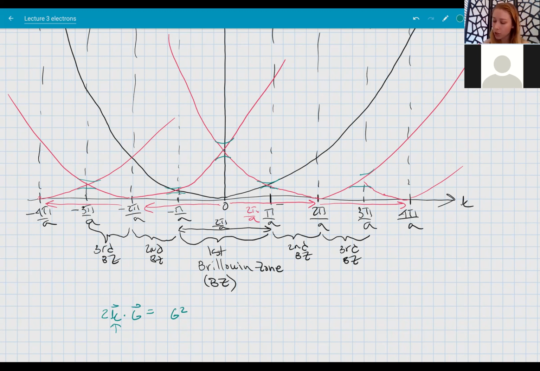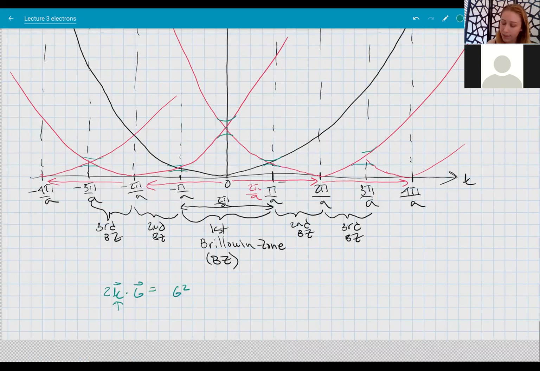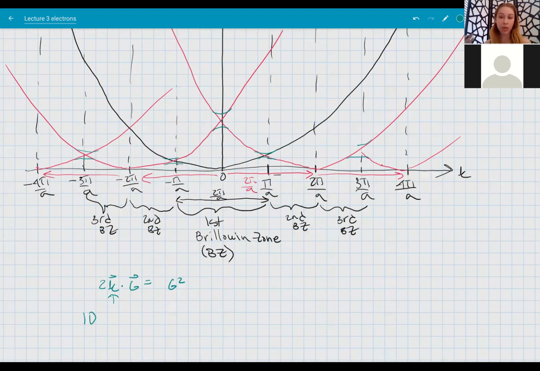In the one-dimensional case, this equation simplifies because we don't have to deal with vectors anymore. In 1D, the values of k where Bragg reflection occurs are equal to 1/2 of g, where g represents any reciprocal lattice vector. So in 1D, it's going to be plus or minus 2 pi over a, plus or minus 4 pi over a, and so on and so forth.